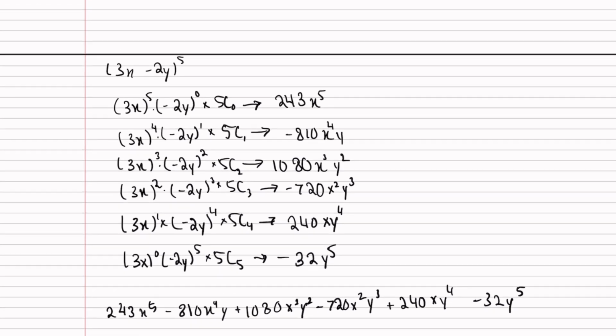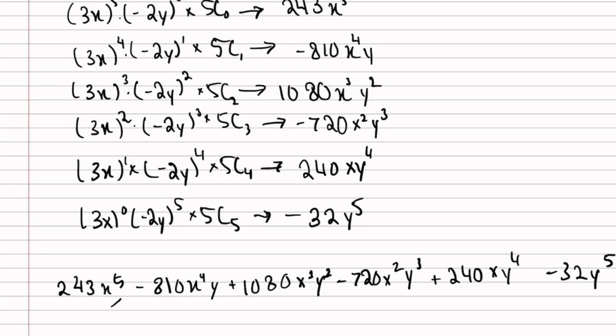And you can see here that the power of x decreases by 1 along the terms, and the power of y increases all the way from 0, because anything to the power of 0 is the equivalent of 1, and then all the way until 5, which is the power of the binomial.